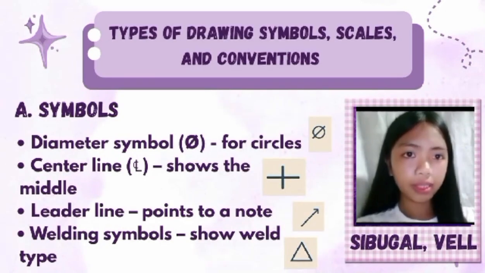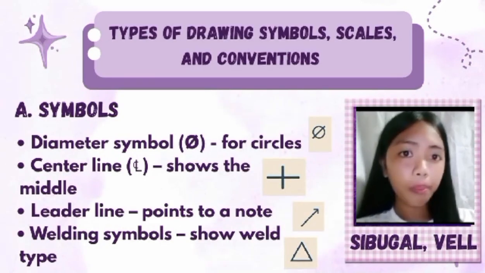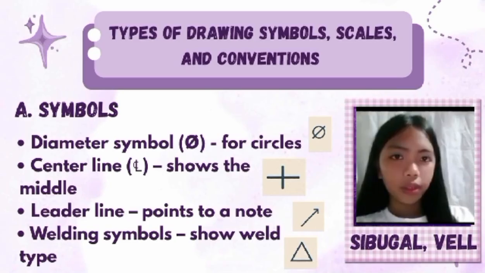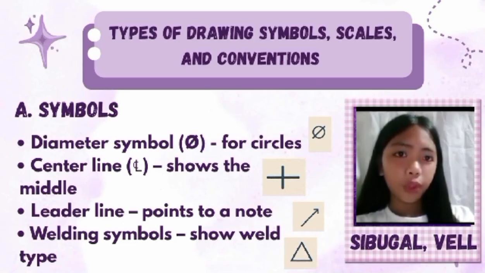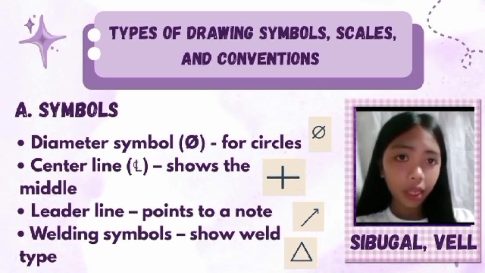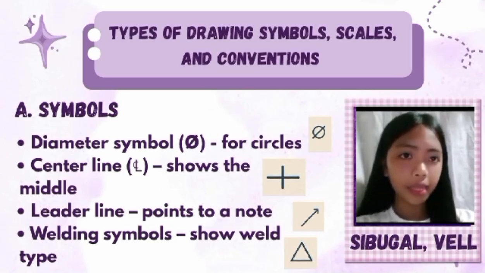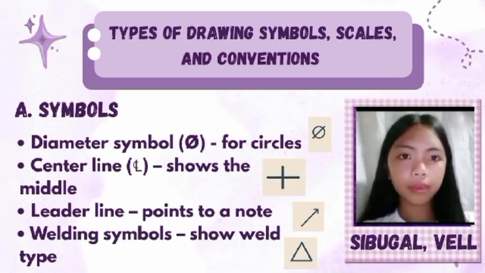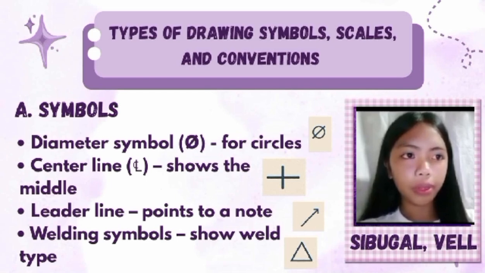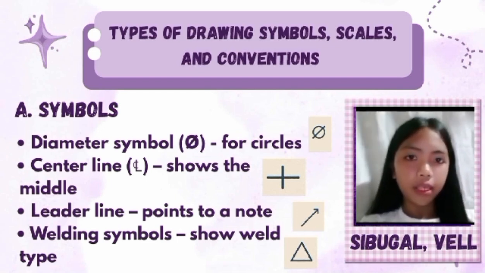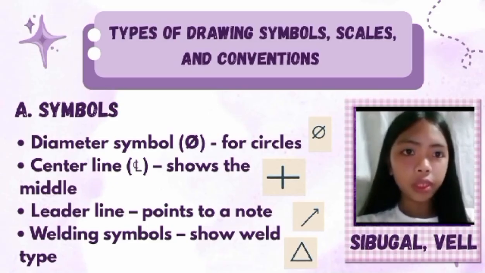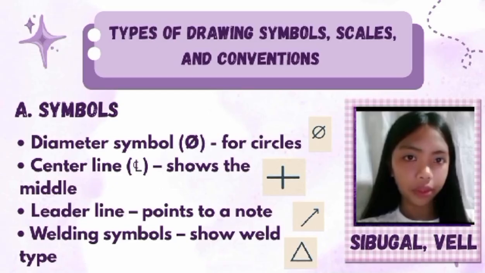Types of drawing symbols, scales, and conventions. Symbols. Diameter symbol is for circles. So the diameter symbol is used when measuring circles. If you see the diameter symbol, then 20, it means the circle has a diameter of 20 units. Center line shows the middle. This marking is used to show the middle of an object. It is often placed through circles or symmetrical parts so that viewers know the exact center.